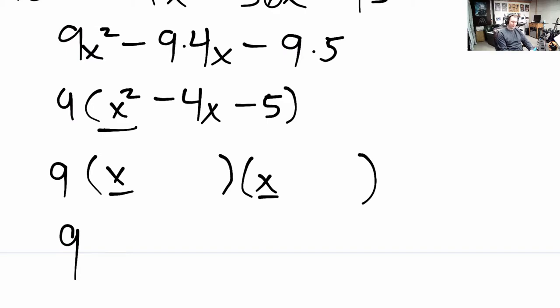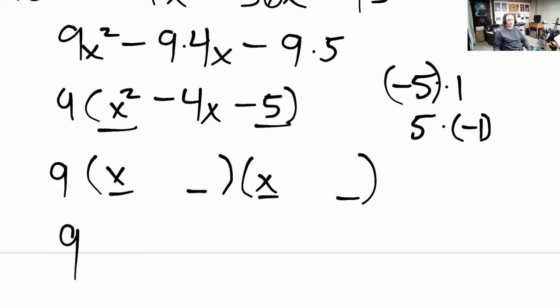Also from the FOIL method, maybe you remember that the last two terms in the binomials multiply together to give you the last term in the trinomial. So now we're looking at two numbers which multiply to give you negative 5. We have two options: negative 5 times positive 1, or positive 5 times negative 1. How you determine which one it is is by looking right here at the middle term. So we see a negative 4x. Now I know that this is going to be the minus 5 times the plus 1. And the reason I know that is because negative 5 and 1 add to negative 4.